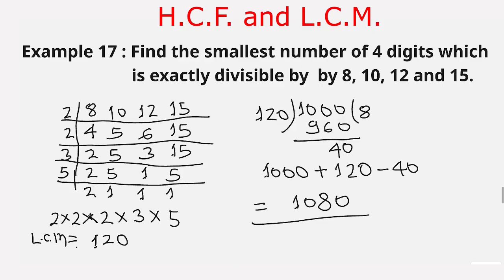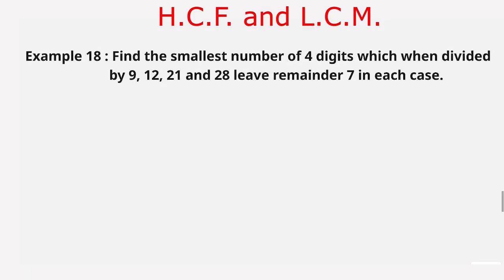I hope you have understood the method of solving such type of questions. We solve one more example in which the remainder is given. Our next example is example 18. Find the smallest number of 4 digits which when divided by 9, 12, 21 and 28 leaves remainder 7 in each case.